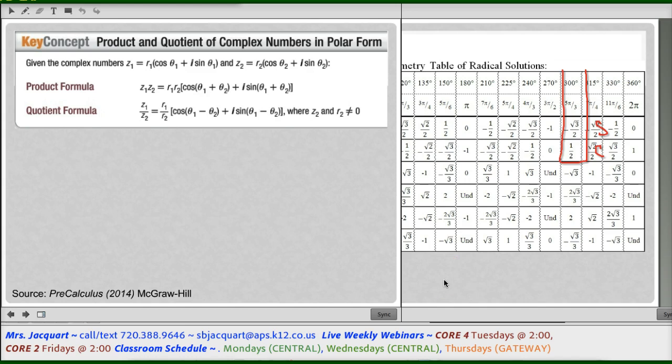Alright, so here are the rules. I like these rules because when I multiply two complex numbers together, I multiply their r's, but I add their angles. So when we multiply, we usually get bigger in theory. It's not always true. When I divide them, I divide my r's and I subtract my thetas. Subtract my angles. Angle 1 minus angle 2. First one minus the second one.